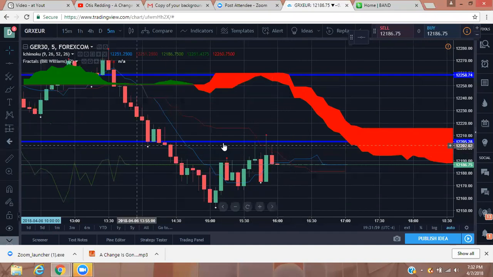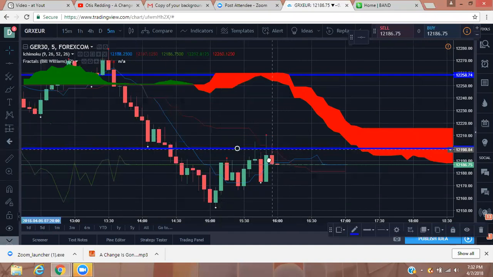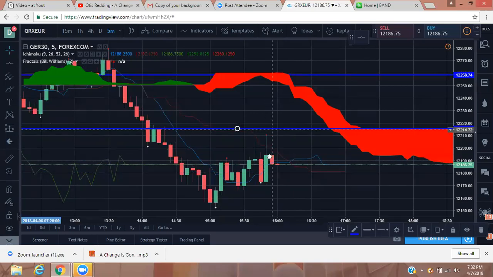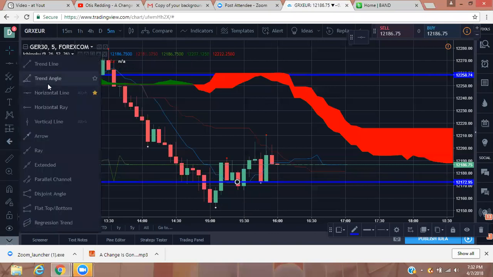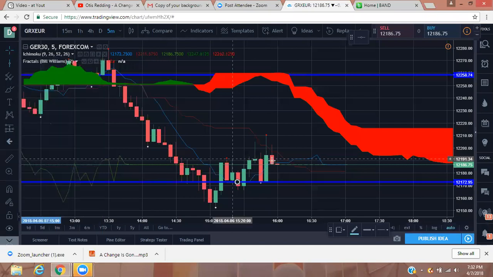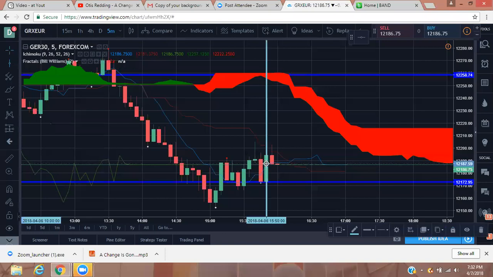All right, so you see right here, it's below the cloud. I place my sell stop right here. And I know y'all would think this candle would have wicked you in, but the fractal wouldn't have popped up at this candle right here. It wouldn't have popped up until this candle finished, or this candle finished. So you place your sell stop right here, and then you place your take profit at 30 pips.